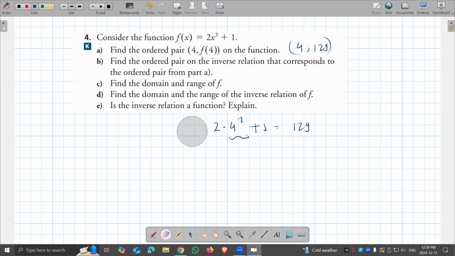Easy peasy. Part B. Find the ordered pair on the inverse relation that corresponds to the ordered pair. So what's the inverse of this coordinate that we have? You just flip it. So it becomes 129, 4, right? Easy peasy. Part C. Find the domain and range of f. It's easier than you think. It's a cubic function. What's the domain and range of f?